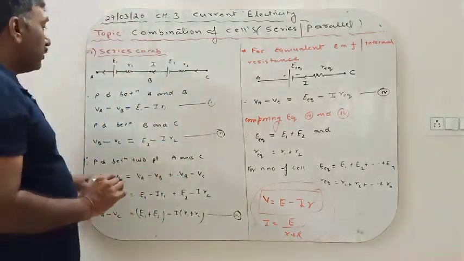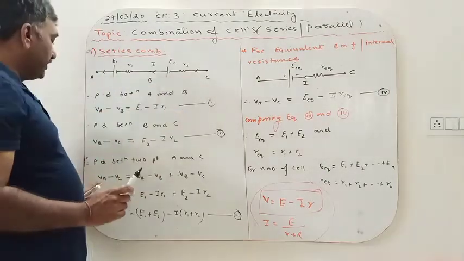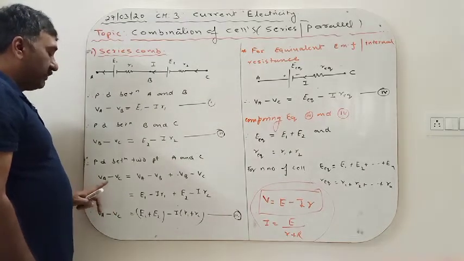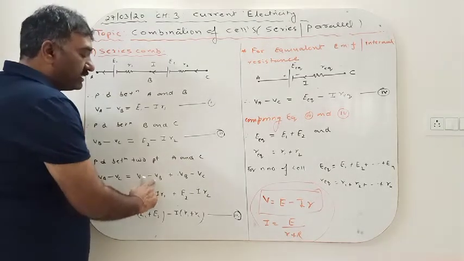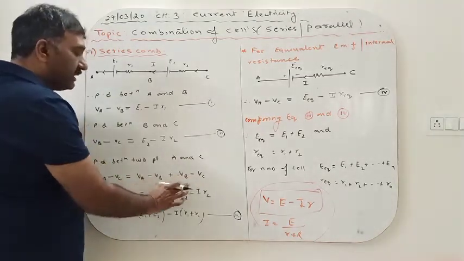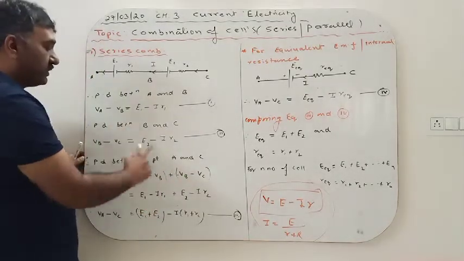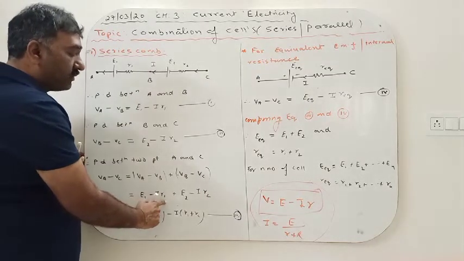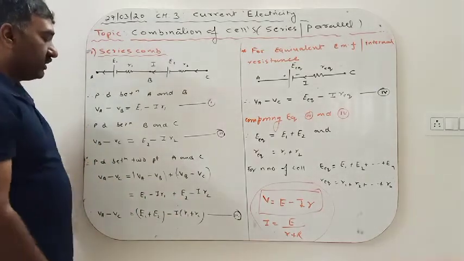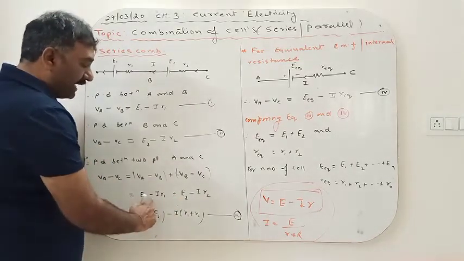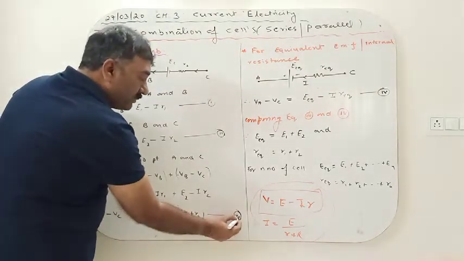Now we take the potential difference between points A and C, which is VA minus VC. This can be written as VA minus VB plus VB minus VC. With a small arrangement, we can write VA minus VB from equation 1 as E1 minus IR1, and VB minus VC is equal to E2 minus IR2. Arranging the terms, E1 plus E2 minus I times R1 plus R2, with the negative sign common. This is equation number 3.